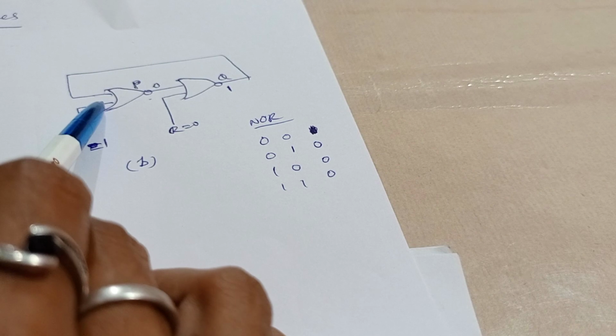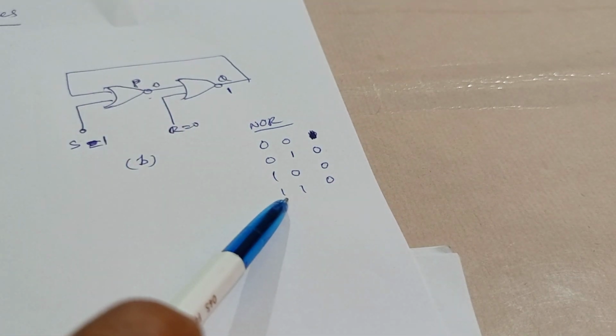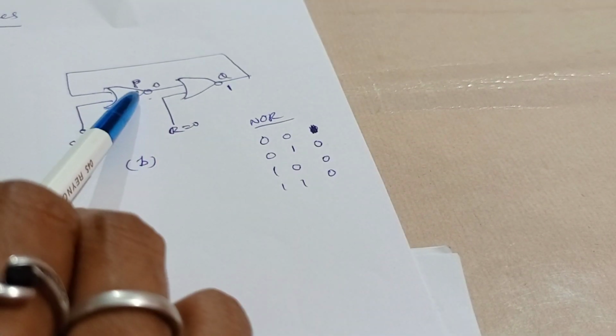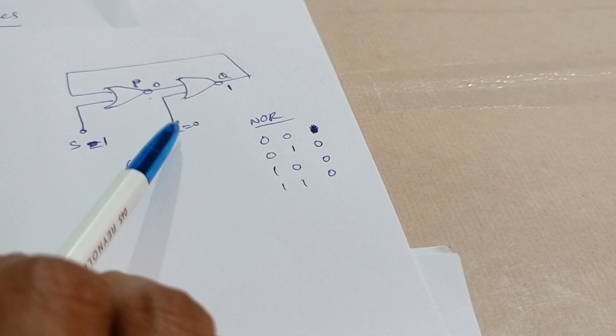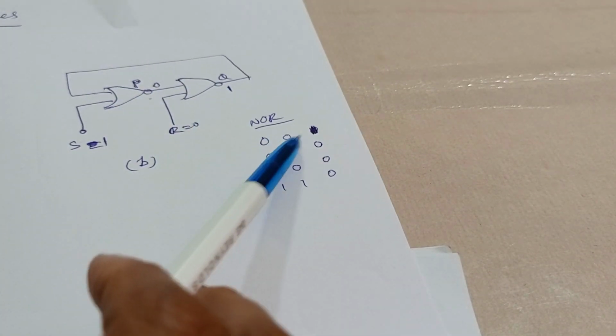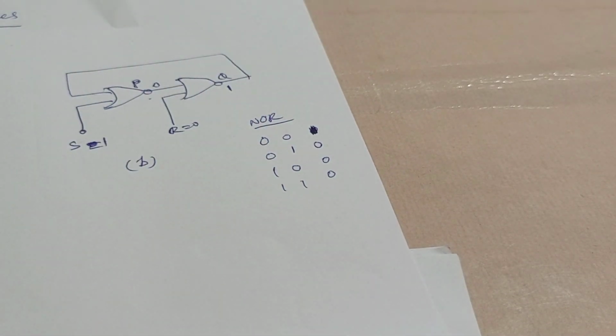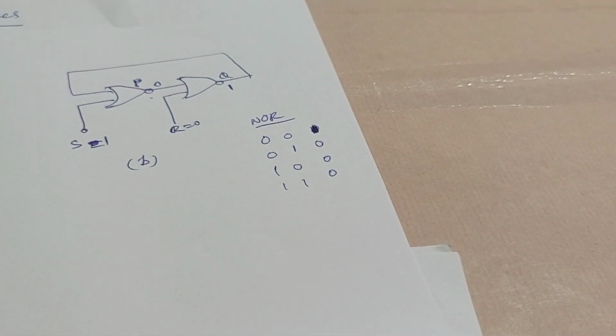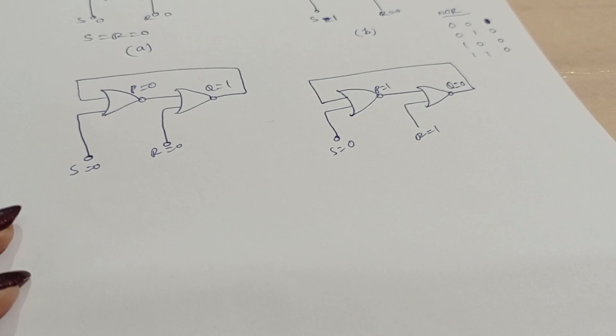Suppose initially 1, 1. Now the output P is 0. When both the inputs of this NOR are 0, 0, then the output is 1. This is the set reset latch. Now we'll see the other possible cases.